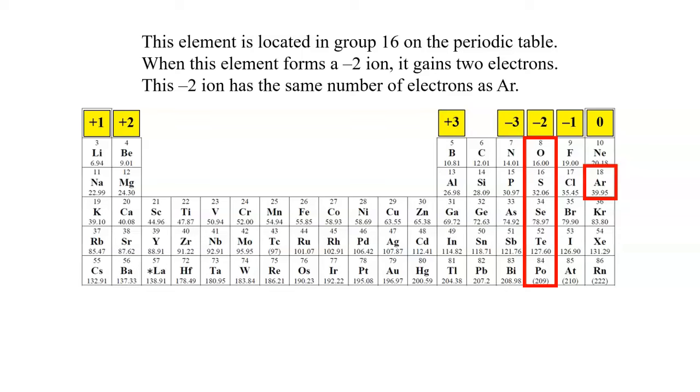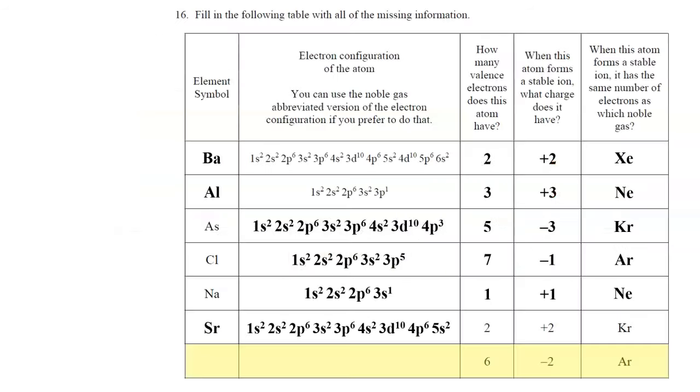When this element forms a stable ion with a charge of -2, it gains 2 electrons and has the same number of electrons as argon. So that means that the identity of the element is sulfur, which has atomic number 16. Because if you gain 2 electrons, your total number of electrons would change from 16 to 18, and 18 is the same number of electrons as argon. So now we know that the element symbol for sulfur is capital S.